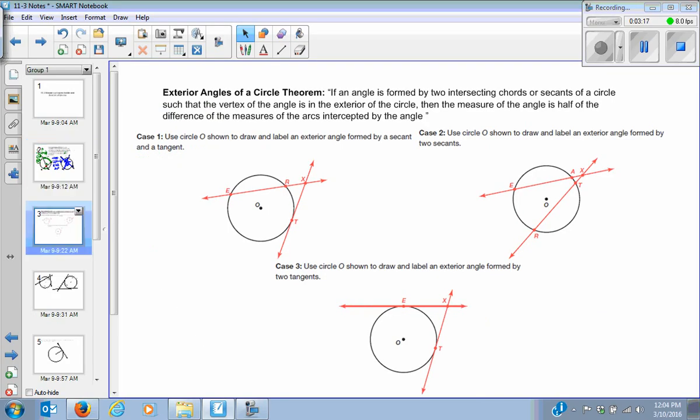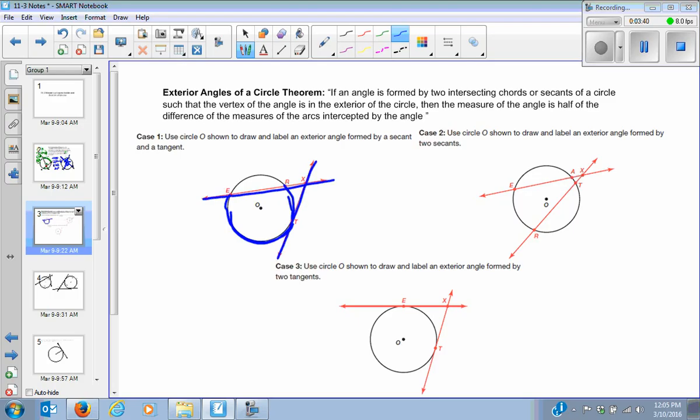Exterior angles of the circle say a similar thing, except this time you're going to take these two arcs right here and subtract them. Now I gave you 3 cases because I wanted to show you the 3. On the exterior, you've got 3 different cases that can happen. Case 1 is where you have a secant and a tangent. Notice it's tangent because it's just barely touching at 1 point. This one is a secant because it's touching at 2 points.